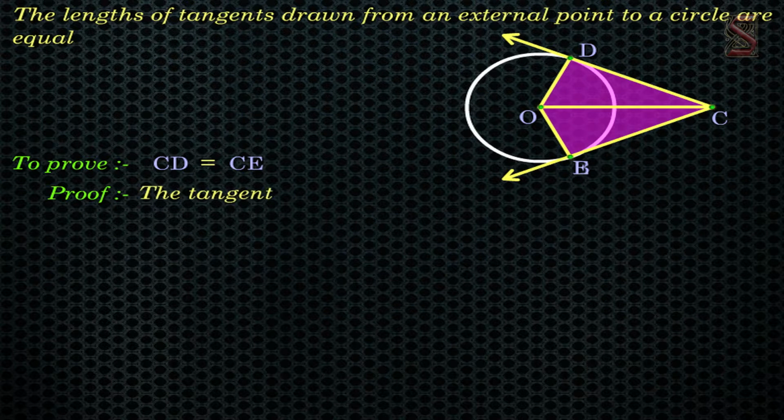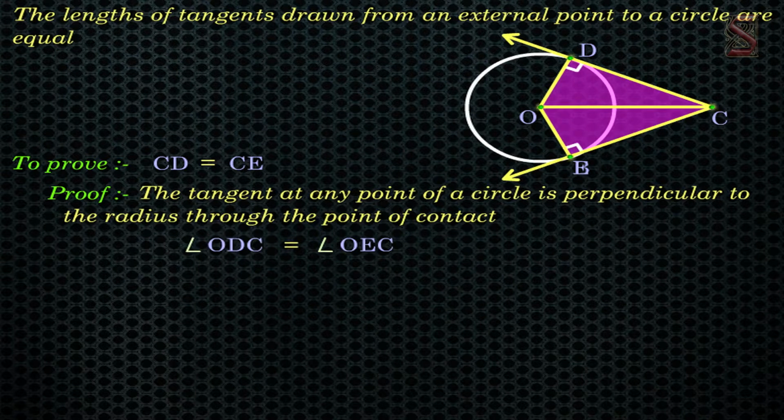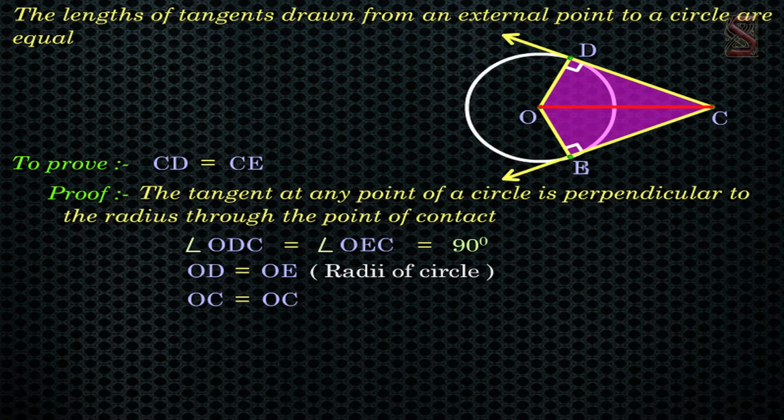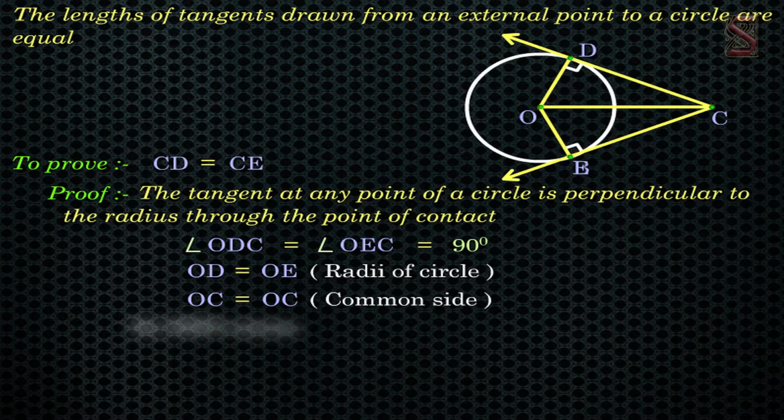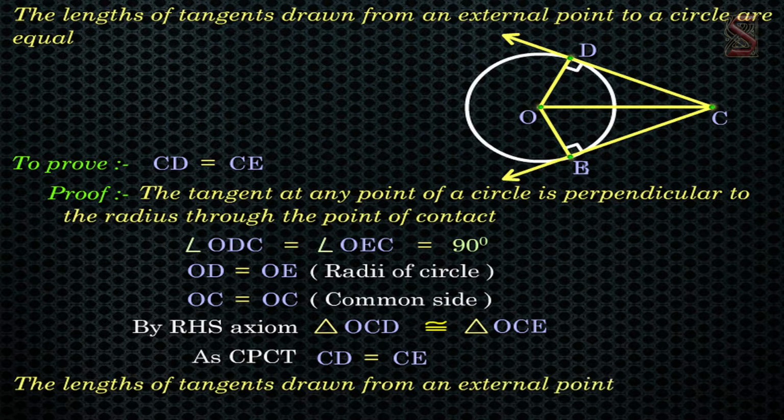We know that the tangent at any point of a circle is perpendicular to the radius through the point of contact. So, angle ODC equals angle OEC, which is equal to 90 degrees. And as OD and OE are the radii of the given circle, they are equal. The side OC is equal to OC, which is common to both the triangles. Hence, by RHS axiom of congruency of triangles, triangle OCD is congruent to triangle OCE. As congruent parts of congruent triangles are equal, we get CD equal to CE. Hence, we prove that the lengths of tangents drawn from an external point to a circle are equal.